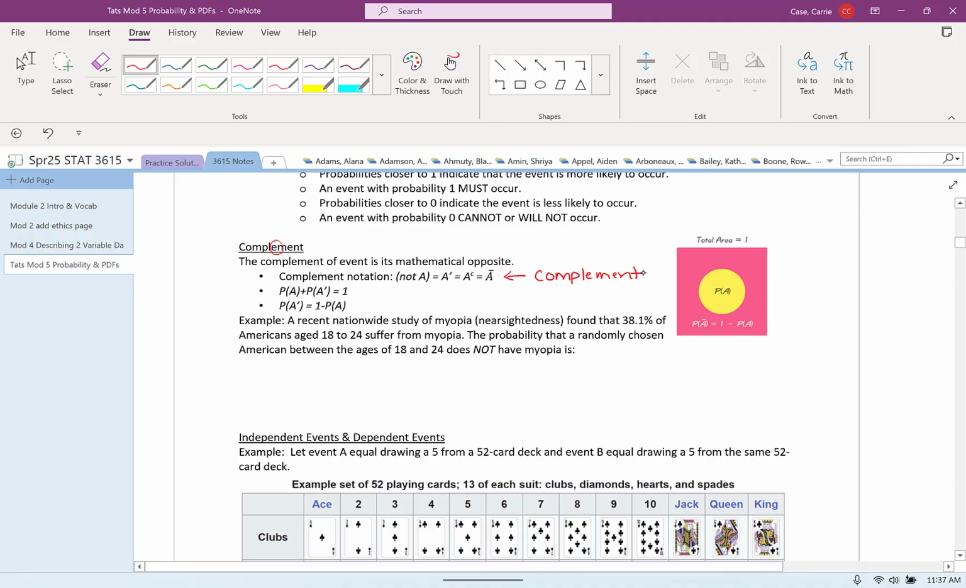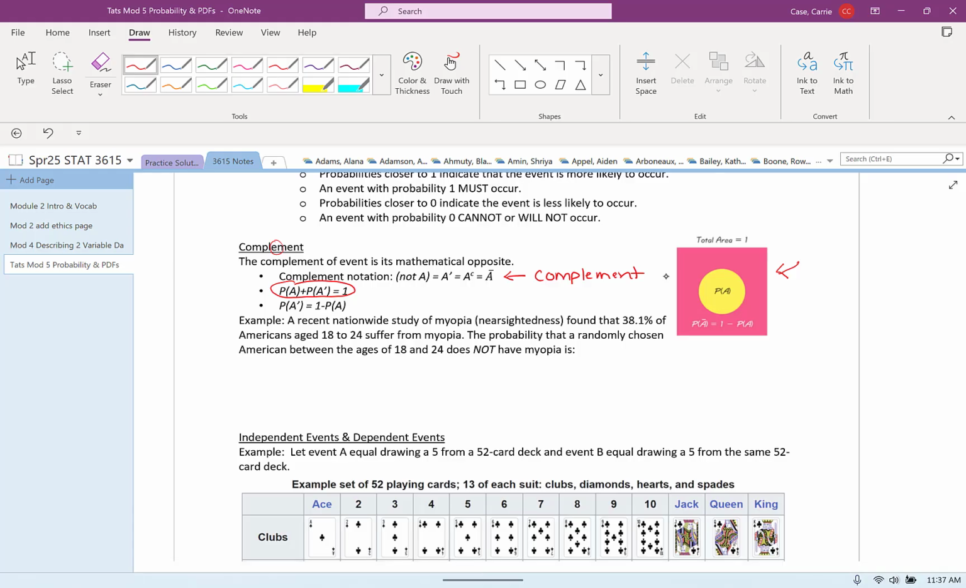The probability of event A plus its complement must add up to 1. And that's if you look over here on the left. When we talk about the sample space, something is either event A or it's not event A. And so it's either in the yellow circle or it's in the pink, and the chance of both of these things happening has to be 1 or 100%.